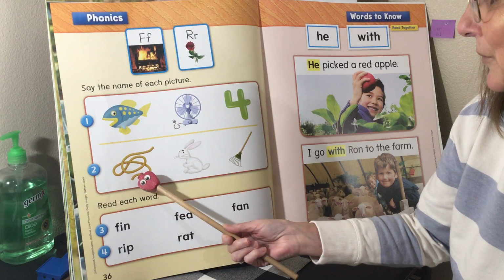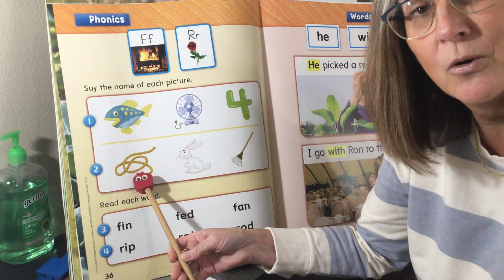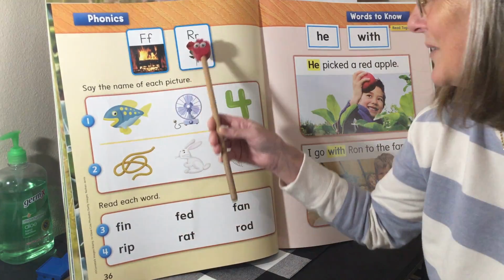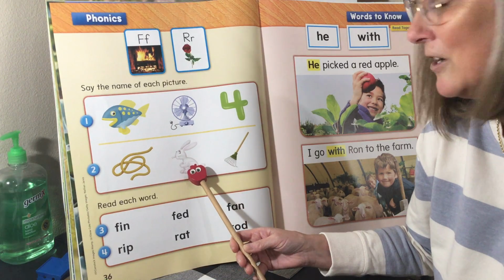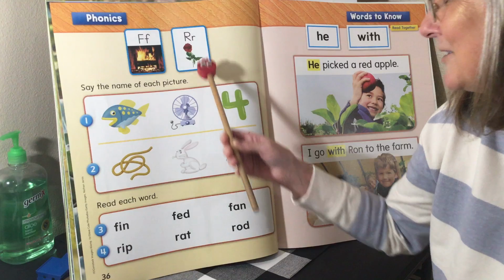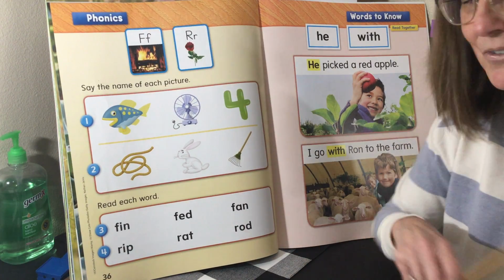And on number 2, let's see if it's going to be a R or an F. Let's say rope. Do you hear the R? Rope starts with R. We have rabbit. Say it again. Rabbit. Rabbit starts with R. And then we have rake. And rake also starts with R.